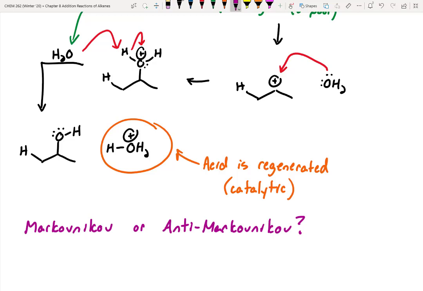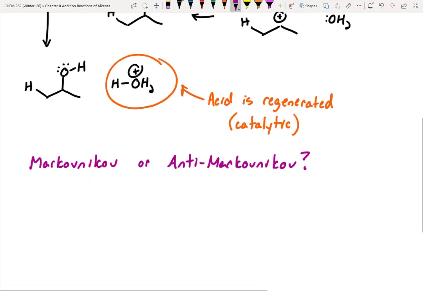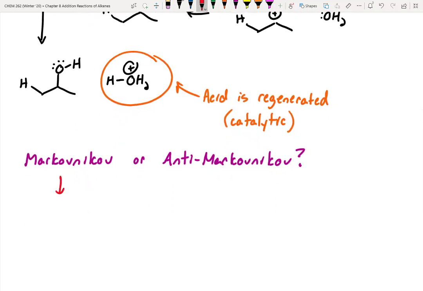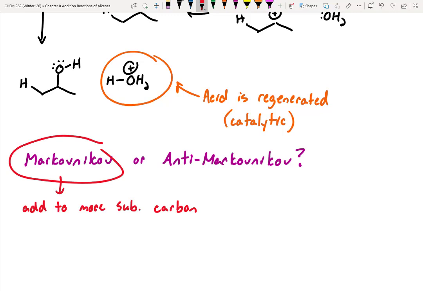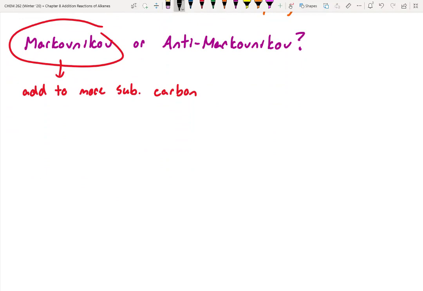What does it mean when I say Markovnikov? The carbocation's more stable or more substituted, resulting in your nucleophile coming off of your more substituted carbon. So this one means that you get addition to the more substituted carbon. So in this case, this would be an example of Markovnikov addition because the alcohol is coming off the more substituted carbon, not the less substituted carbon. Does that make sense? All right, here's where it gets confusing.